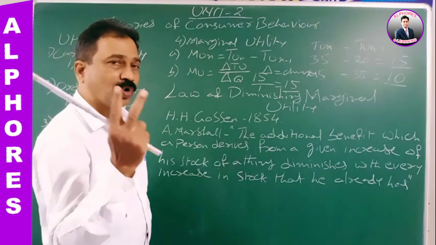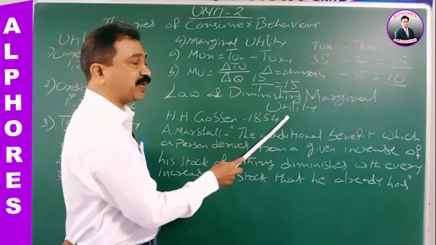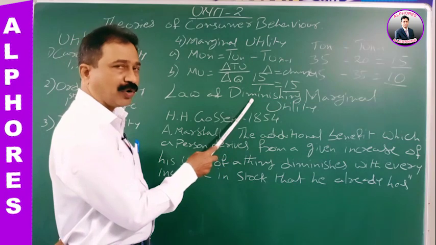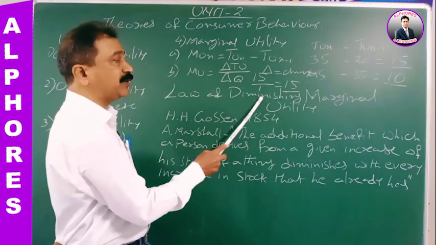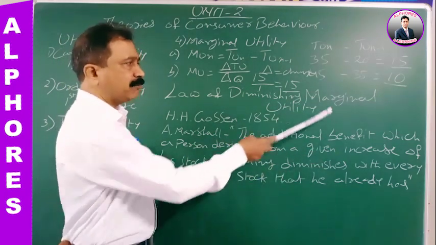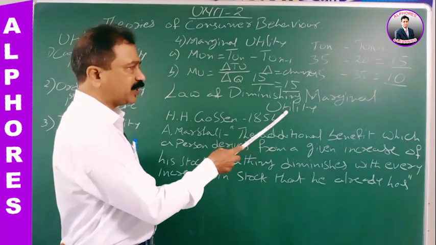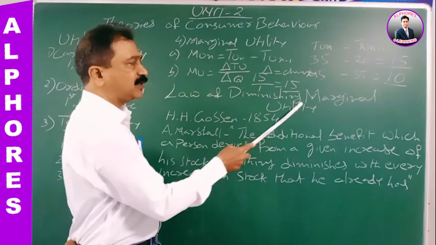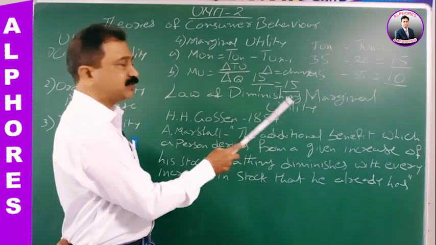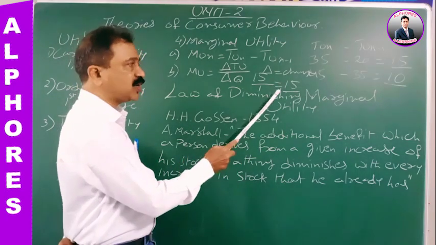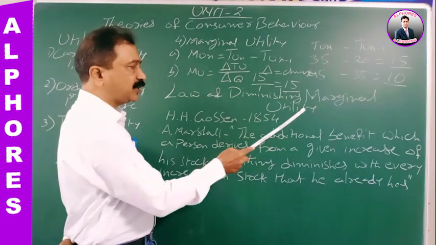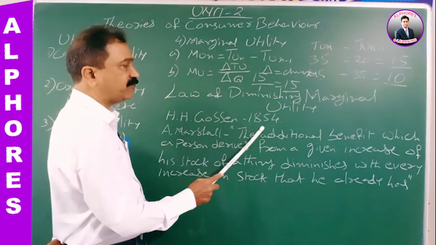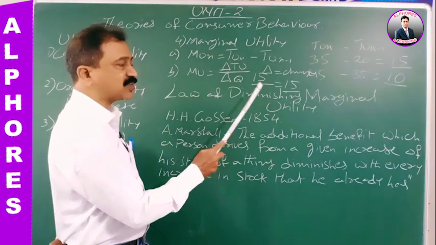He proposed this law in 1854. Actually, he proposed two laws. One is diminishing marginal utility, another is equimarginal utility. But at this moment we are going to discuss diminishing marginal utility. Diminishing means decreasing. Marginal means additional. Utility means satisfaction. Decreasing additional satisfaction. This law explains decreasing additional satisfaction, proposed by Gossen in 1854. And this is his first law.